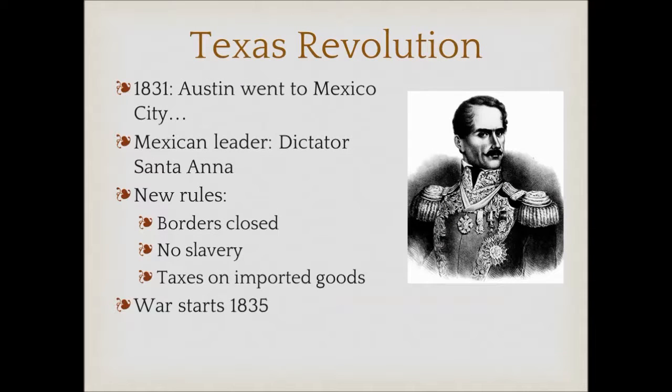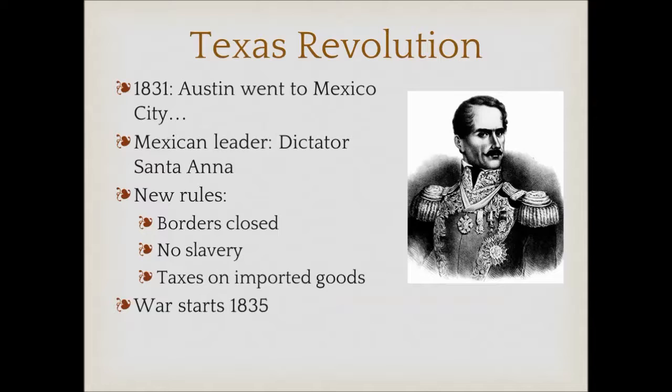So Sam Houston visits Mexico City in 1831, and there he meets the Mexican leader, the dictator named Santa Anna. Don't think he's mean and nasty just because he has the title dictator. That simply means he ruled by himself. But Santa Anna was willing to meet with Austin, didn't like what Austin had to say, and so he arrested him and put him in jail. And the only way that Austin could get out was to agree to some new rules. Not just the first two, they still stay intact, but here are some new rules that Austin is going to have to take back to the people of Texas and get them to agree to.